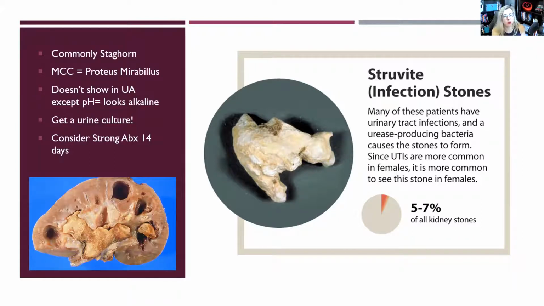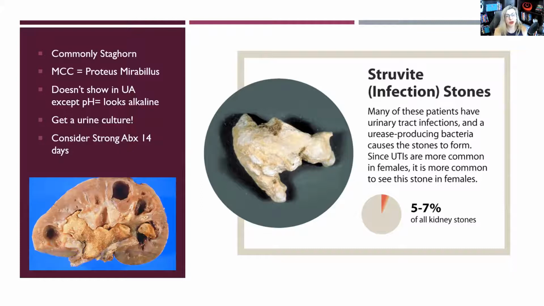So these are very commonly associated with urinary tract infections, specifically urinary tract infections that are caused by a somewhat rare urinary tract bug called Proteus mirabilis. Proteus infections are hard to find on a urine analysis. As a matter of fact, usually the only clue to it is the fact that your pH is kind of alkaline, and it's more alkaline than it should be for urine.